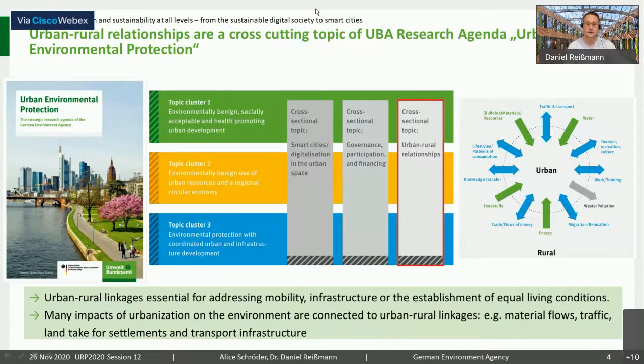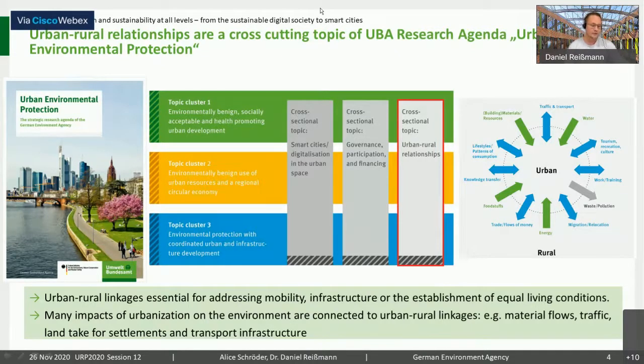So let me start with our strategic research agenda at the UBA, which is named Urban Environmental Protection. We published this agenda in 2018. And as you see there, we identified 3 topic clusters, which are focus issues for us in the agency for research action in the next 3 to 5 years. And one of our cross-sectional topics were the urban-rural relationships that we identified as an important issue for the upcoming years in our research regarding urban environmental protection.